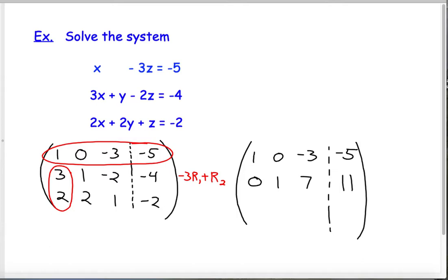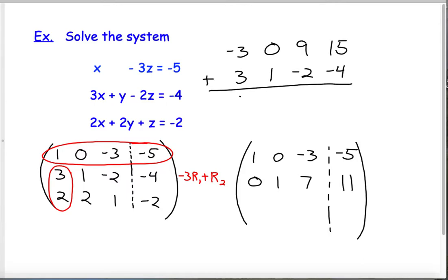Now, if you need to write this out on the side or on some scratch paper, for example, I was doing all that in my head. So I took the first row and multiplied by negative 3. So I had negative 3, 0, positive 9, 15. And then I added that to the second row, which was 3, 1, negative 2, negative 4. And that's where I got my 0, 1, 7, 11.